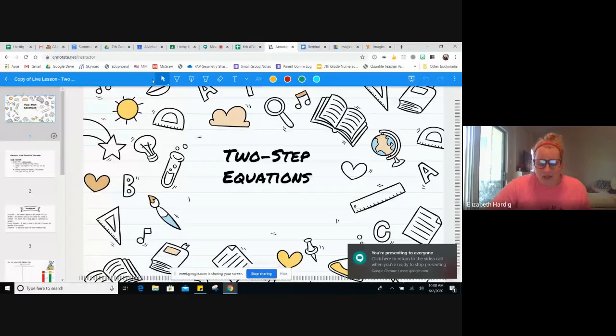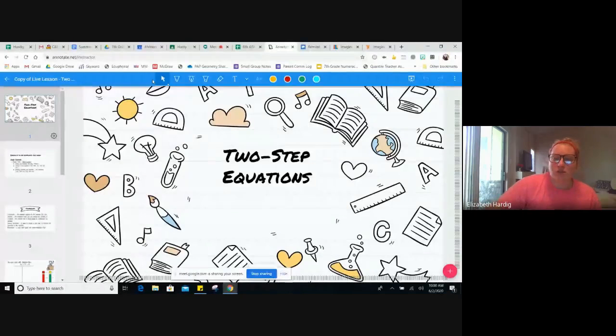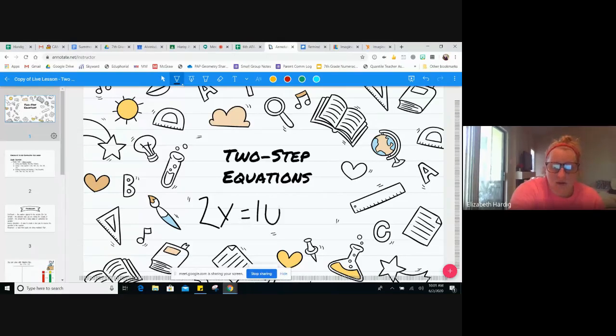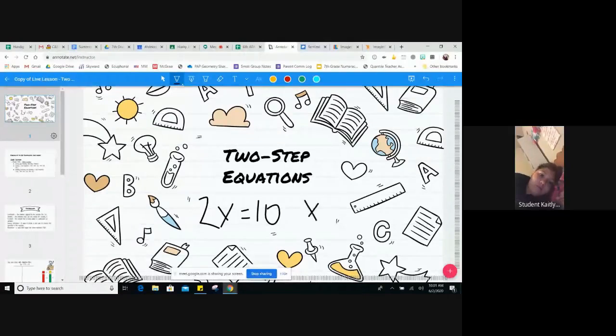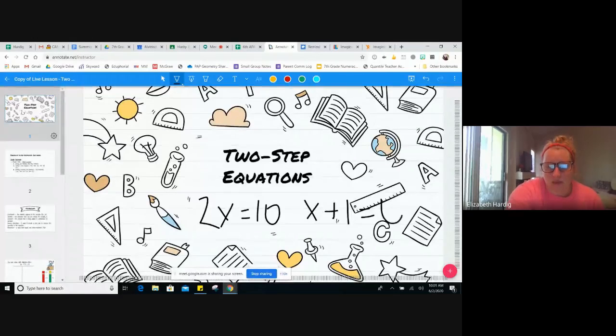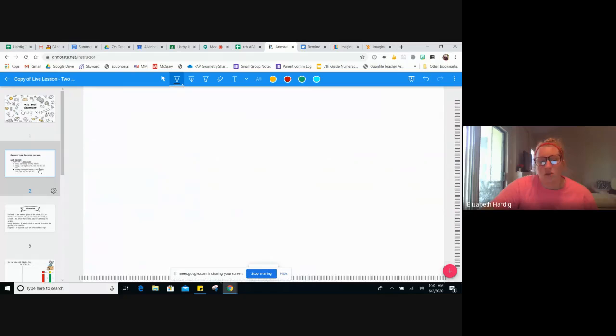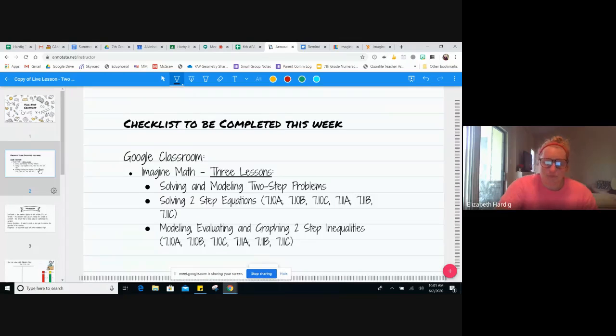All right, you guys, last year in 6th grade, you learned how to do one-step equations. That would be something that would look like 2x equals 10, or x plus 1 would equal 6. So you would only have to do one step to solve that. In 7th grade math, you actually learn two-step equations. So I want to go through some vocabulary.